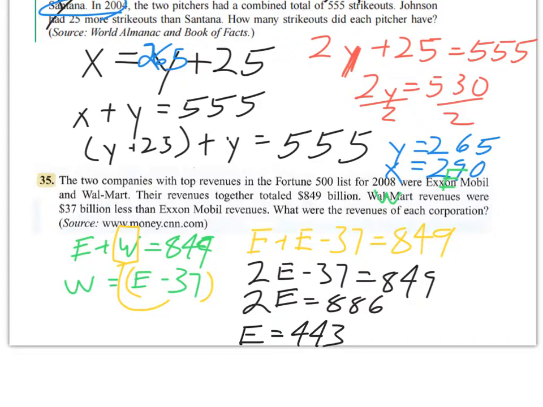And so then we could figure out Walmart was ExxonMobil minus 37. So W equals 443 minus 37. So their revenue for that year was $406 billion.